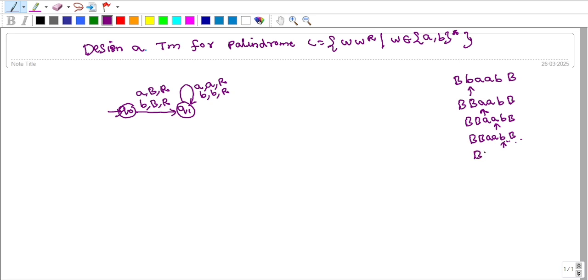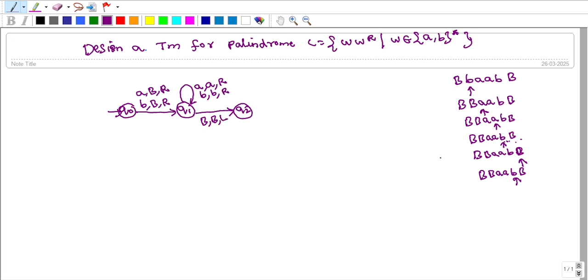Now when you encounter the blank, the read head points to the blank. So when you encounter the blank, replace it by blank, move on the left. Now we change from Q1 to Q2. Q1 to Q2. Now b is replaced by b, move on the left.